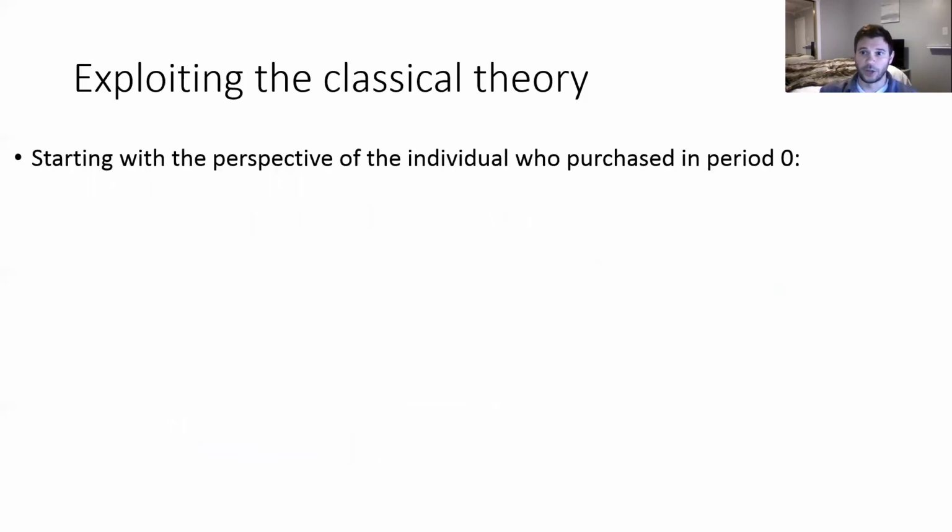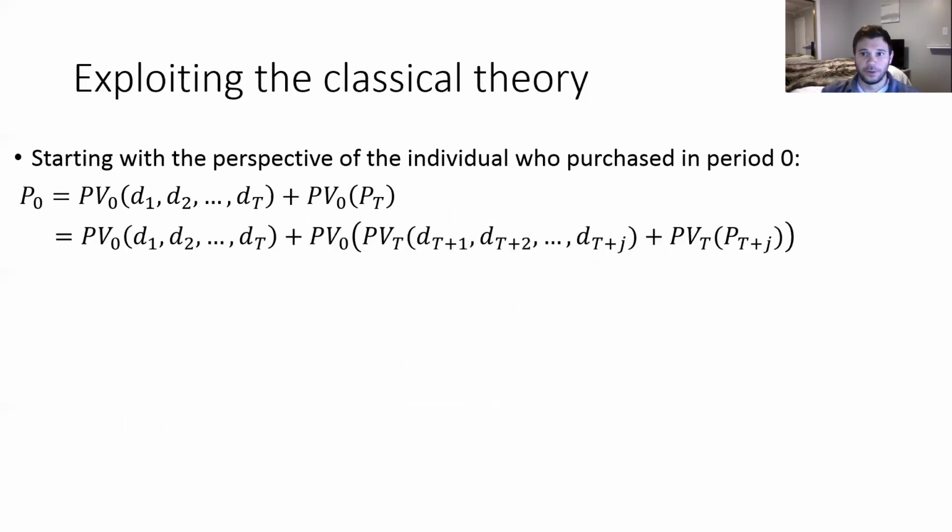So again, we're going to start with this perspective of the individual who purchased in period 0. And we're going to recognize that the price in period T reflected the present value of all the future dividends between period T and T plus J, when that stock was sold.